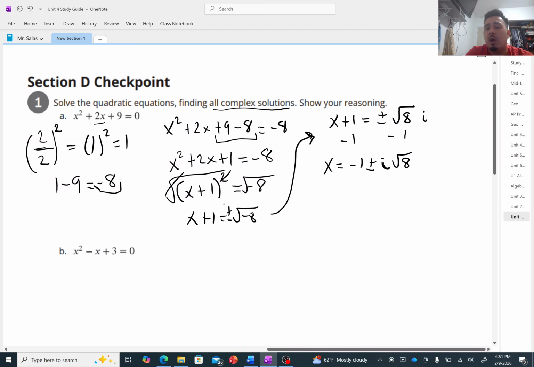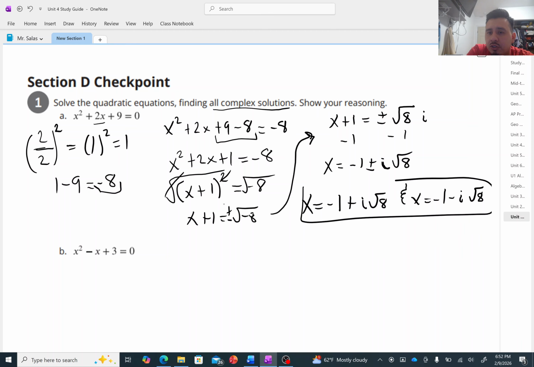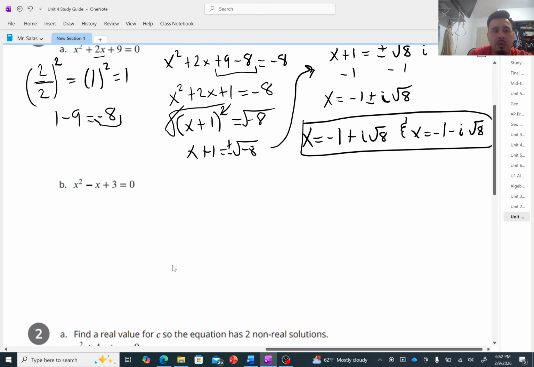Again, on your test, I don't want to see you putting the plus and minus sign. I want you to split your answers. So my first answer should be x is equal to negative 1 plus i square root of 8, and x is equal to negative 1 minus i square root of 8. And this right here is your solution for the first one. Okay, let's go ahead and do the second one.